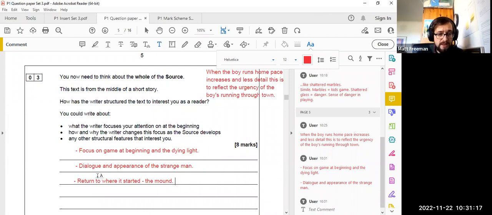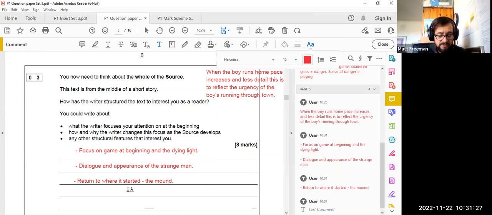Okay. In the bit where I am talking about the return to where it started and the town, I would probably also include, I'm going to put in brackets here, also mention how pace increases here to reflect the urgency of his run. So, before I've put pen to paper, I've already got this down. I'm already starting to think about it. I already roughly know how I'm going to answer this. Now, it's a plan, of course. You may change your mind as you're writing it, but it's much better to go in with a plan.